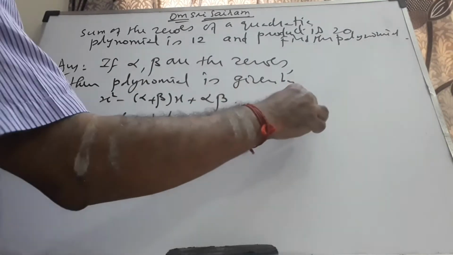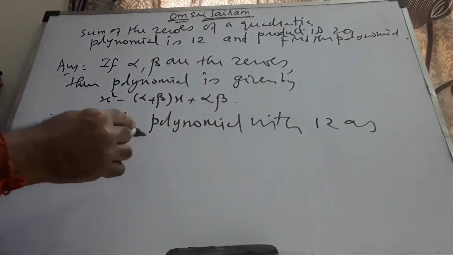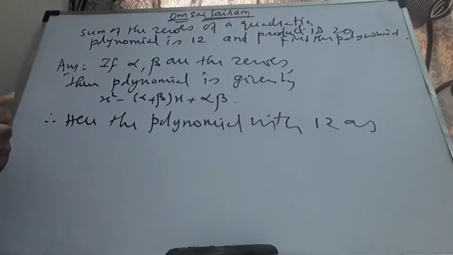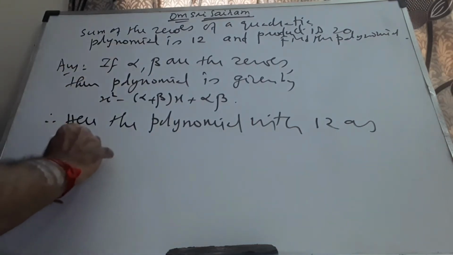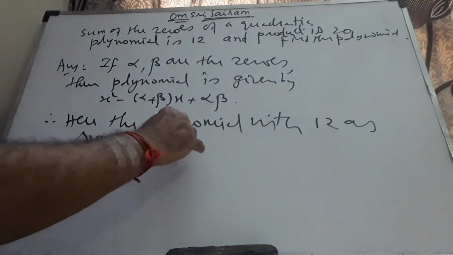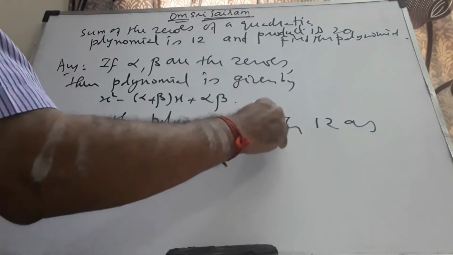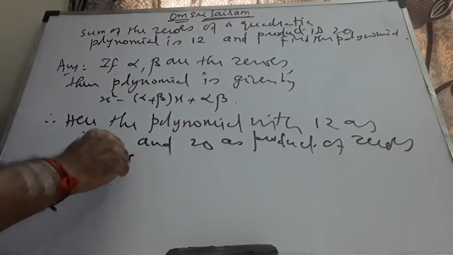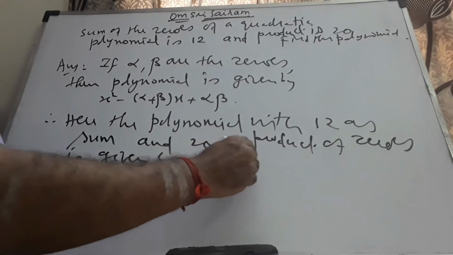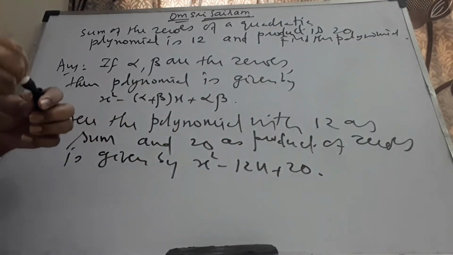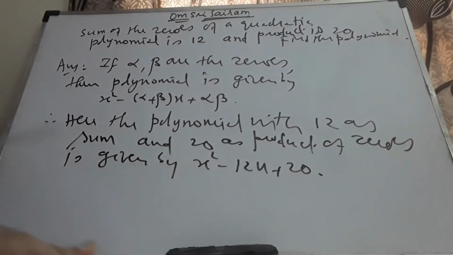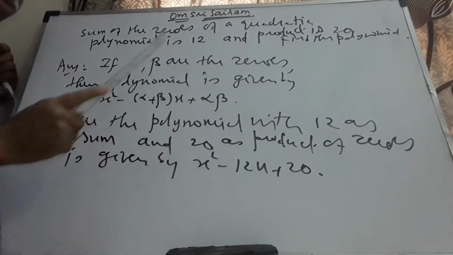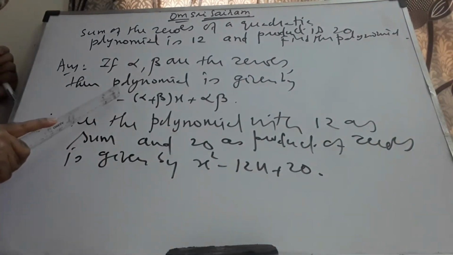Therefore, here the polynomial with 12 as sum and 20 as product of the zeros is given by x square minus 12x plus 20. I repeat, you know very well if alpha beta are the zeros, x square minus alpha plus beta into x plus alpha beta will be the corresponding quadratic polynomial.